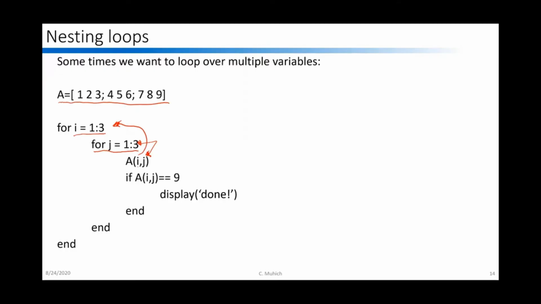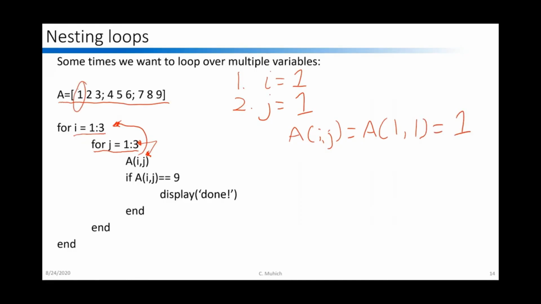So let's very quickly talk through how this is going to start. Step 1 is going to set i equal to 1. Then when I go down to step 2, j equals 1. So when I come down to step 3, Aij is going to be equivalent to A11, which equals 1 if I go back and look at that top column.